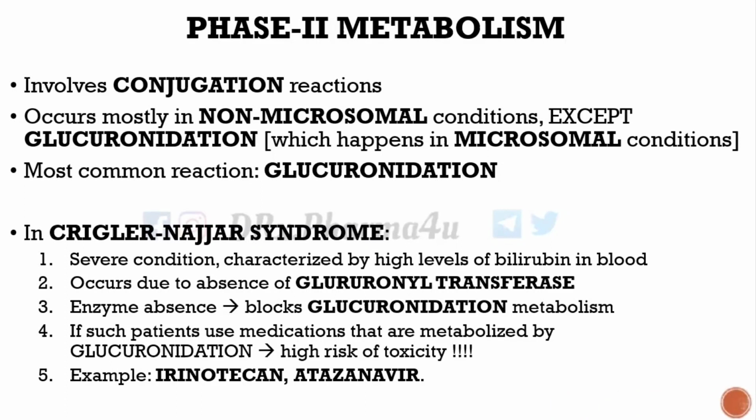That is why it is very important to understand a lot of things. This is practical knowledge that I gave you. There are some medicines that are metabolized by glucuronidation. Irinotecan is an anti-cancer agent, and atazanavir is a medicine that is used for HIV infection.